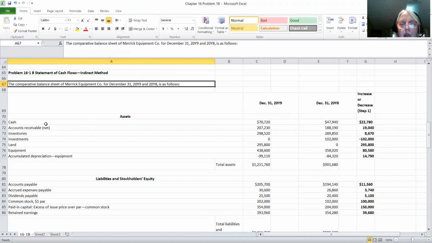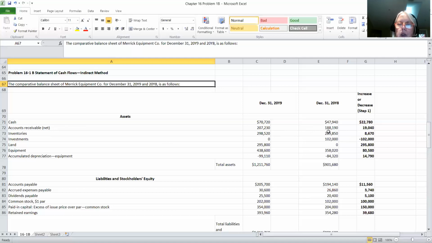So we're going to look at cash first. From year 2008, the cash amount was $47,940. It increased to $70,720 by the end of the year. So the difference between these two is how I got the increase in cash of $22,780. You go through each balance sheet account and you analyze it. You see whether it grew or it went down during that period of time.